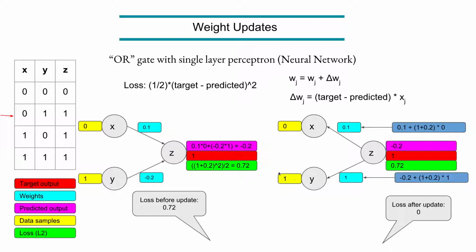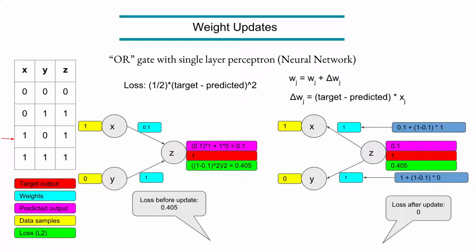After updating these weights, let's calculate the predicted output. 0 times 0, 1, 0, 1 times 1, 1. So the target output was 1, and after updating the weights, the predicted output is also 1. That means loss before update was 0.72, loss after update was 0 for this iteration, of course. And let's go on with the next iteration.